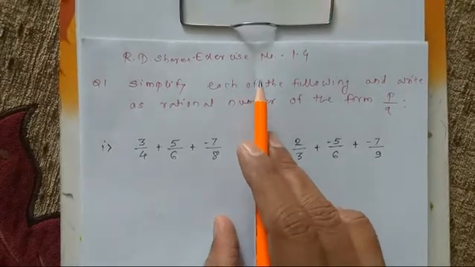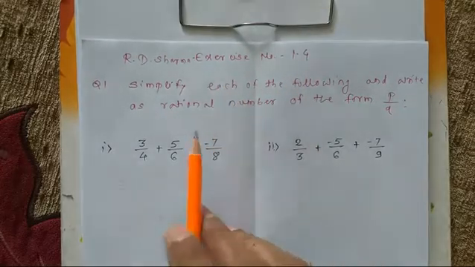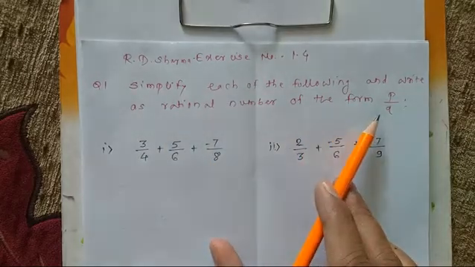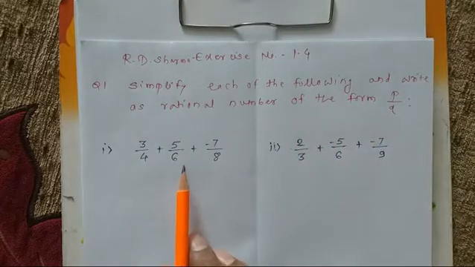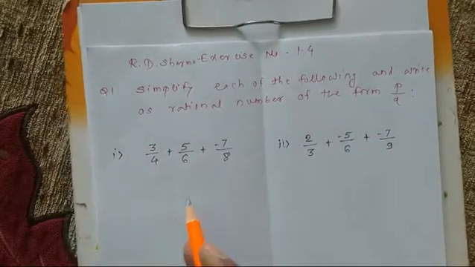Today we are going to solve exercise number 1.4 from R.D. Sharma textbook. See here, first question. Simplify each of the following and write as a rational number of the form P upon Q. Means we have to simplify this, we have to solve this, and our answer should be in the form of P upon Q. Means it should be a rational number.